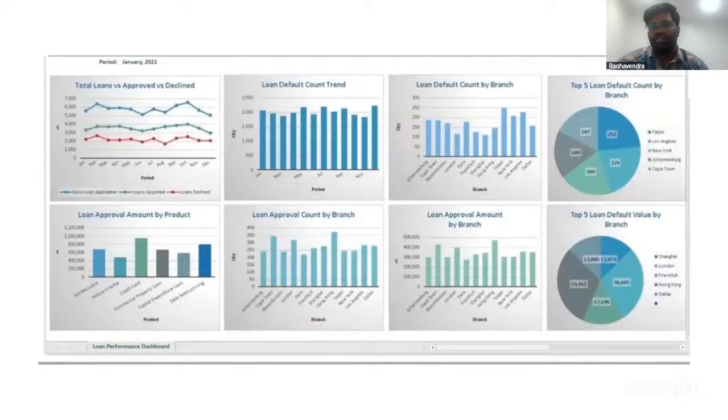This really looks very interesting when you compare it to the old paper-based system, going through a lot of files.